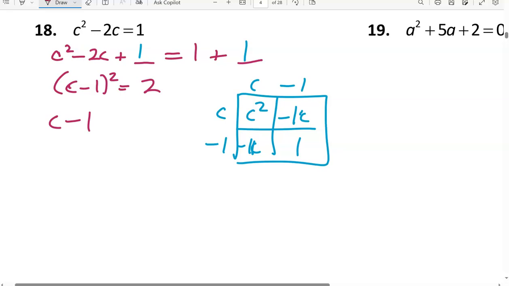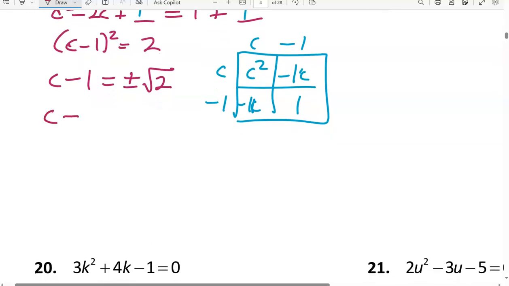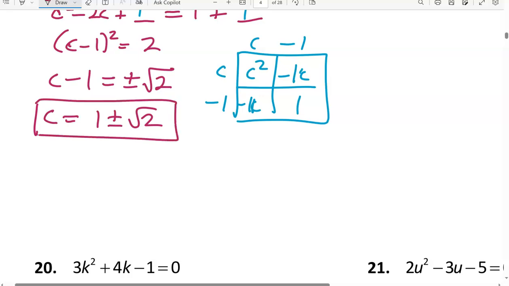And if c minus 1 squared is equal to 2, then c minus 1 is either the positive or negative square root of 2. Adding 1, 1 plus the square root of 2, 1 minus the square root of 2, those are our two solutions.